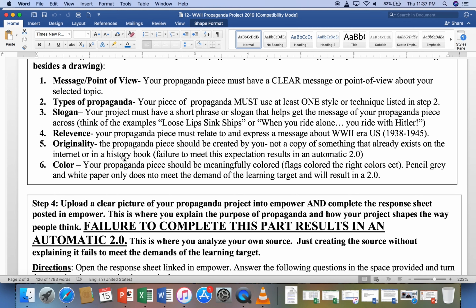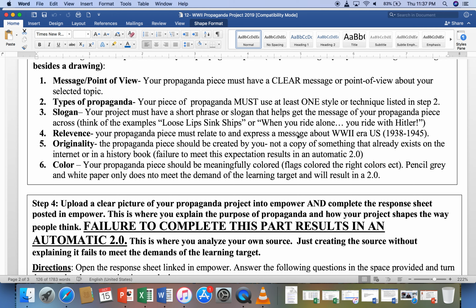All right, here's the slogan. If you're doing a drawing, you are required to have a slogan. Your project must have a short phrase or slogan that helps get the message of your propaganda piece across. So here are some examples. Loose lips sink ships. It's a short little slogan. It's catchy. It lets people know, hey, if you have loose lips, meaning you talk a lot, you're going to sink ships because the enemy is going to overhear you. Right? You never know who is a spy. So if you're constantly talking to your neighbor about, hey, I saw these troops moving and heading out and they're going here, and your neighbor is a spy, your loose lips literally killed soldiers and sunk ships.